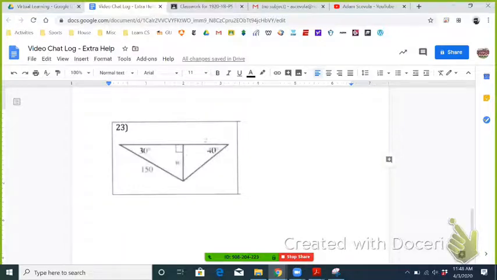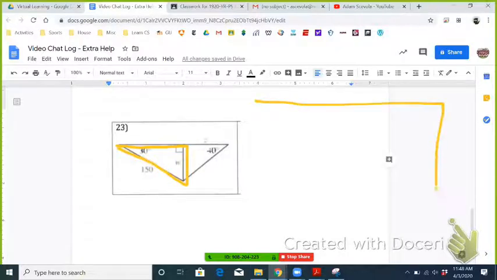Okay, so in this problem we've got to find W and Z, which are both sides of a right triangle. To find W, we don't need to use SOH CAH TOA because it is a special right triangle. I know that because the angles are 30, 60, and 90.